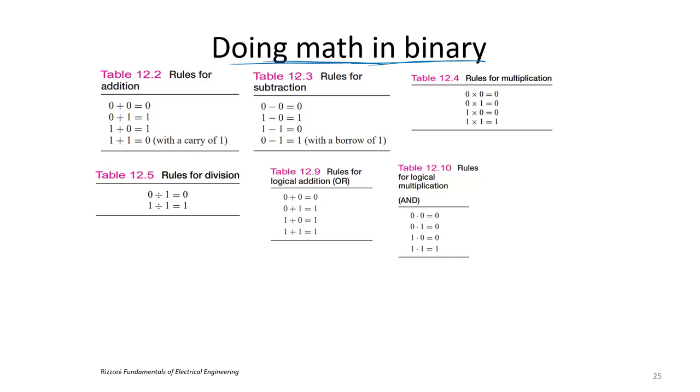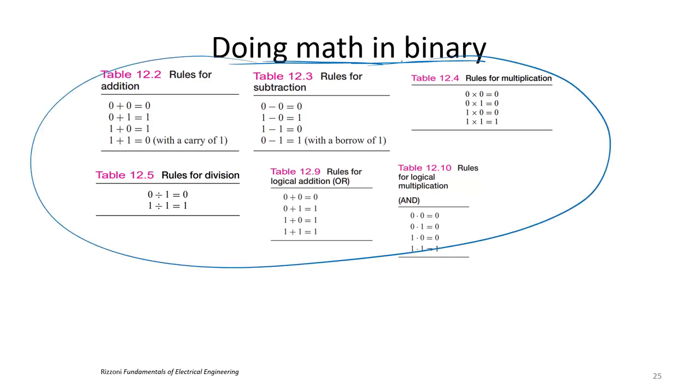And so it turns out that in electric circuits, we actually have to do math using binary and using the rules listed in these tables. So you can see there's a bunch of special rules for addition, subtraction, multiplication, and division. And so circuits actually use these rules in order to do math.